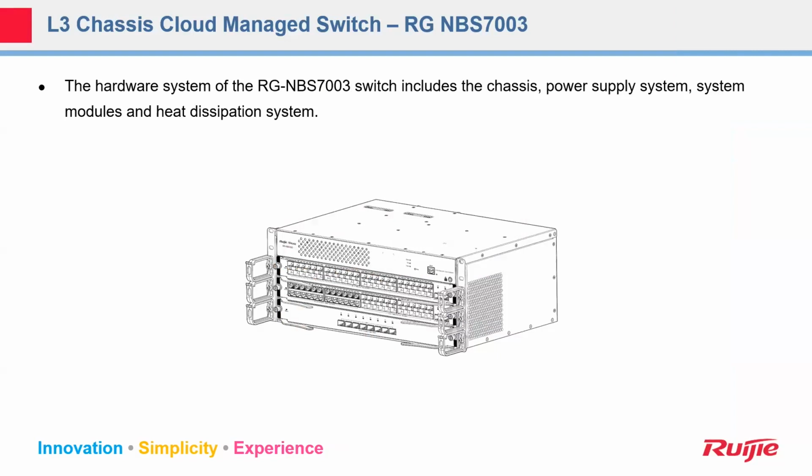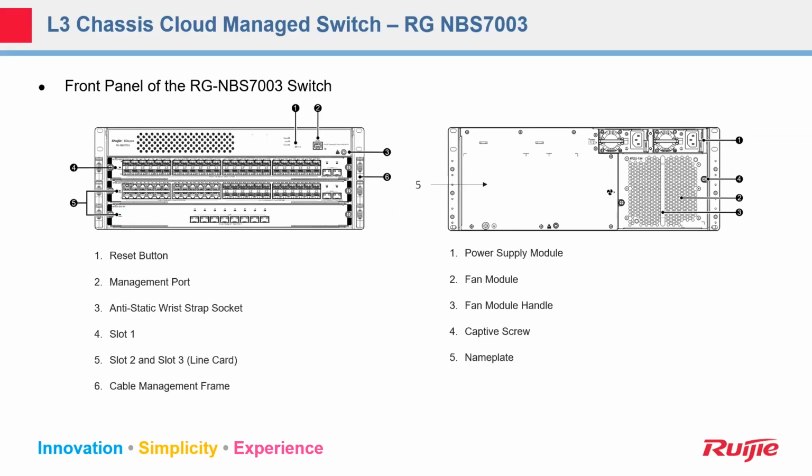Next, the other model of NBS 7000 series, 7003. The hardware system component is similar to 7006. We can learn from the model name that there are only 3 line card slots in the 7003. It has a reset button, management port to control the line cards uniformly. This is different from 7006 because it doesn't have any supervisor engine slots as 7006 does.